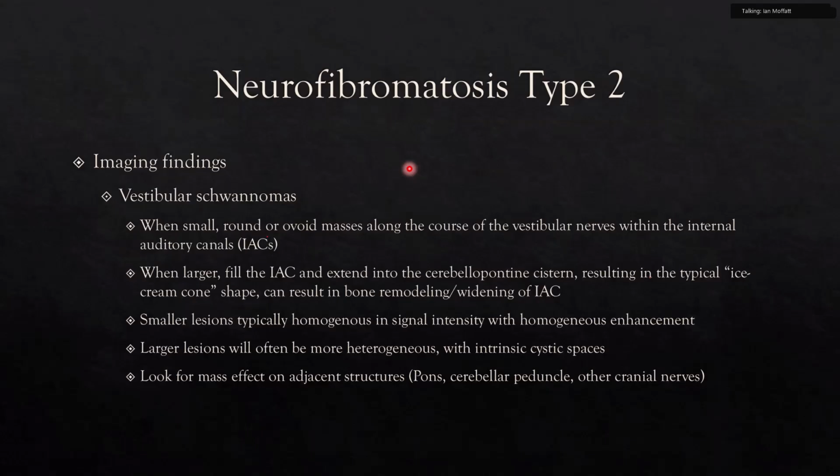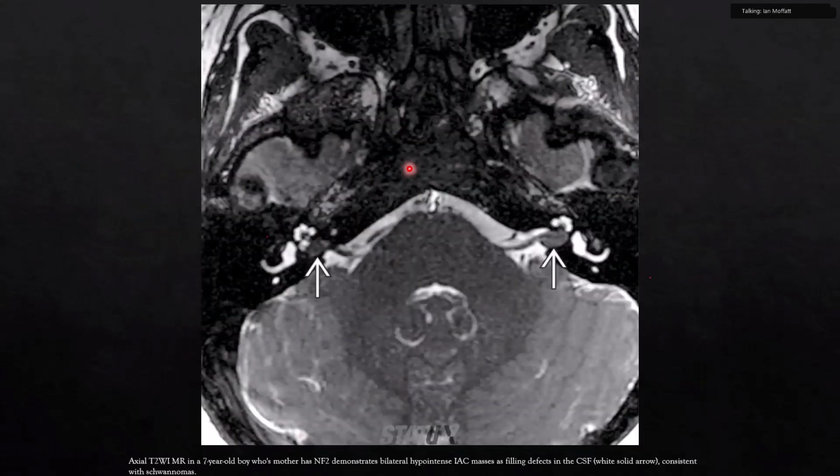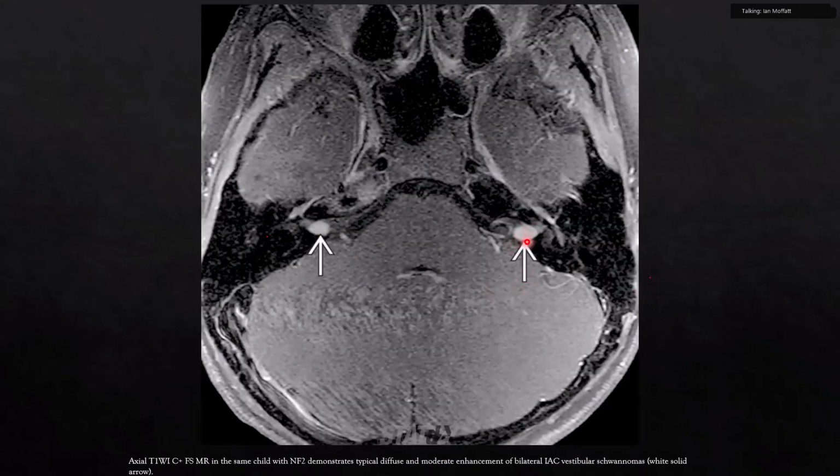And it's important to always look for mass effect on the adjacent structures, pons, cerebellar peduncle, and other cranial nerves. This is our typical NF2 patient with bilateral small vestibular schwannomas. You can see they're quite homogeneous on T2, filling the fundus of the IAC. And then on post-contrast images, they enhance homogeneously.